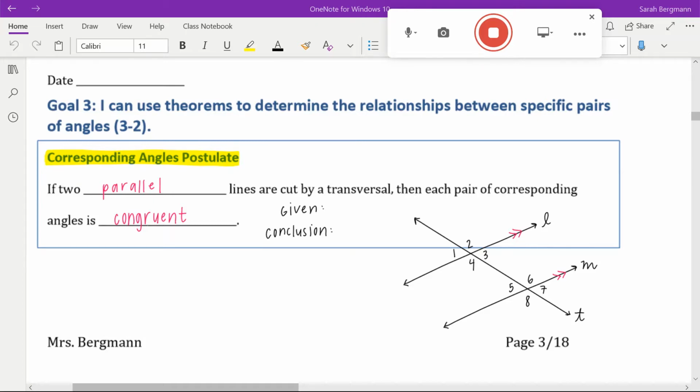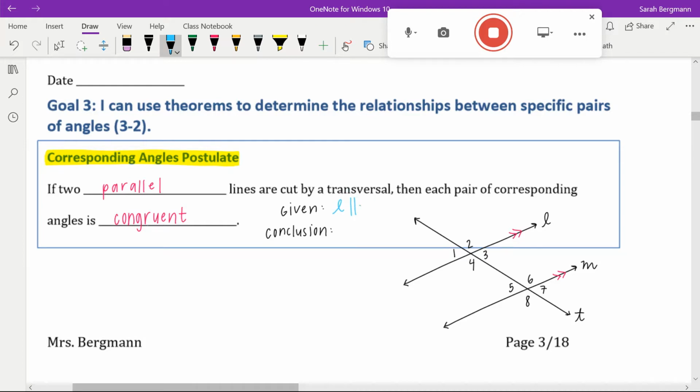Here's what it says. If two parallel lines are cut by a transversal, then each pair of corresponding angles is congruent. So you have to know that the two lines are parallel first. So in this figure, you have to be given that line L is parallel to line M. Now we can conclude that any pair of corresponding angles is congruent.